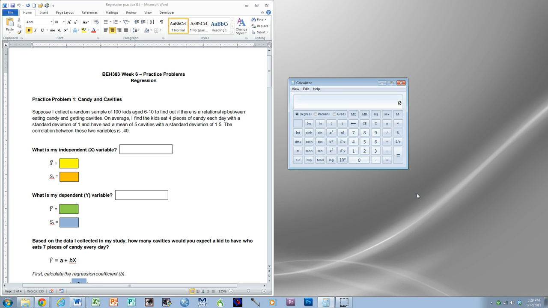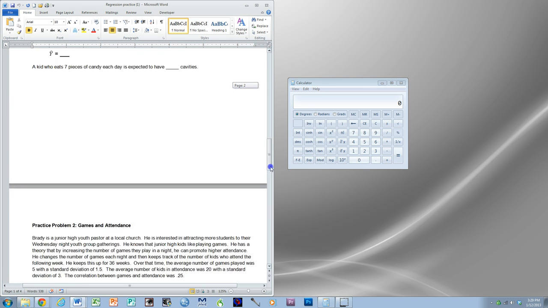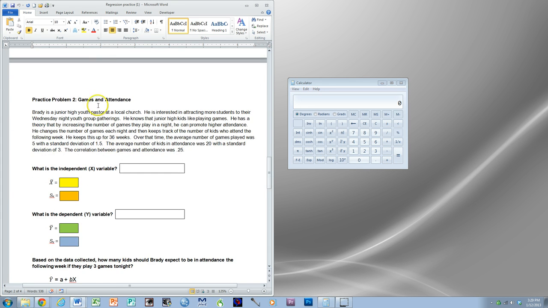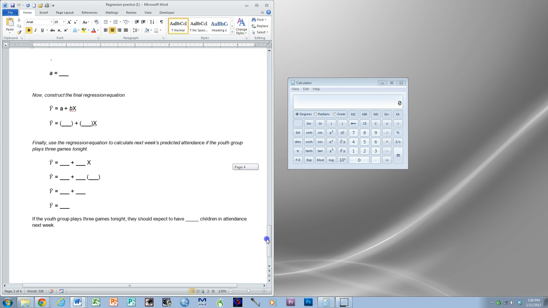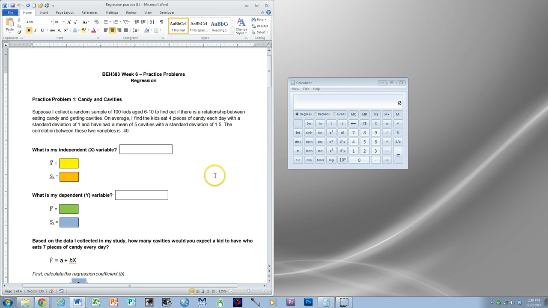These are the practice problems for week 6, which is focused on regression. Again, there are two practice problems, one that we're going to look at together on candy and cavities, and the other one, which has to do with games and attendance in a youth group, will be the one that you'll do on your own following the example that we're going to do together right now.